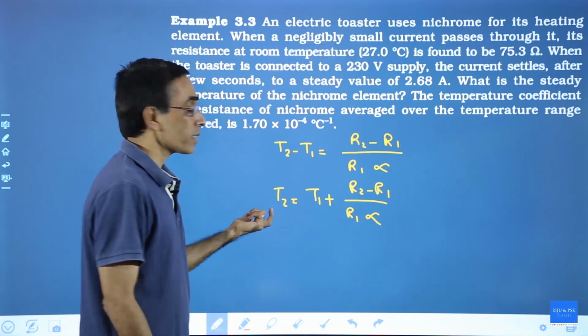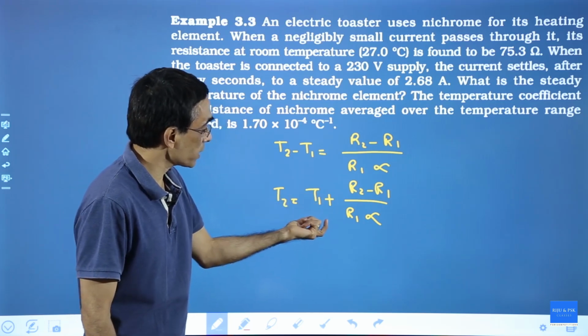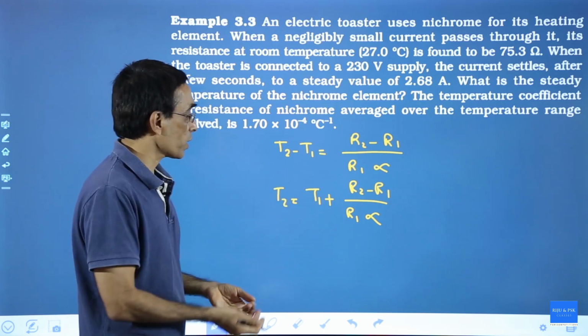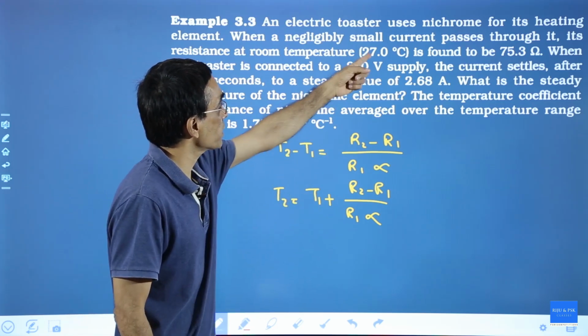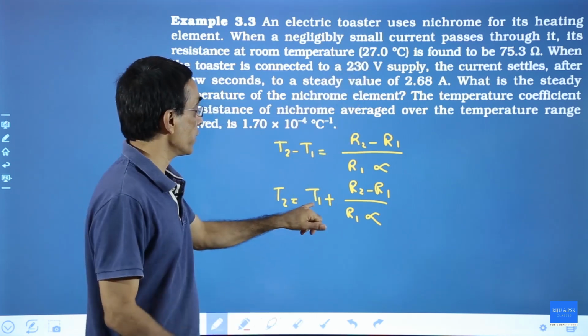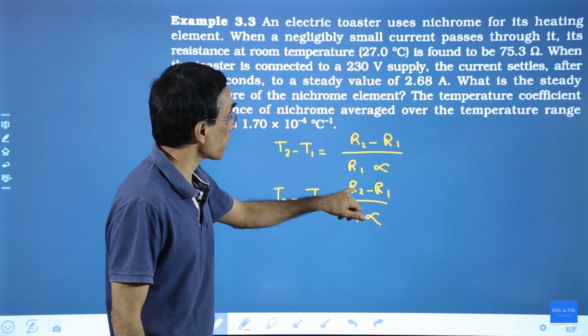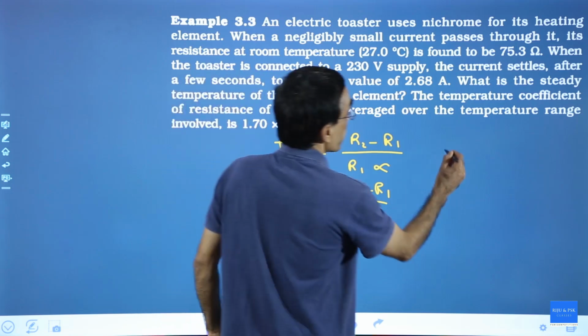Okay, if you want the answer in degrees Celsius, you can use degrees Celsius. If you want the answer in Kelvin, you can use that one. So yes, let's do that in degrees Celsius. Then if you want, you can convert that into Kelvin. T1 is 27 degrees Celsius plus R2. R2 is calculated.